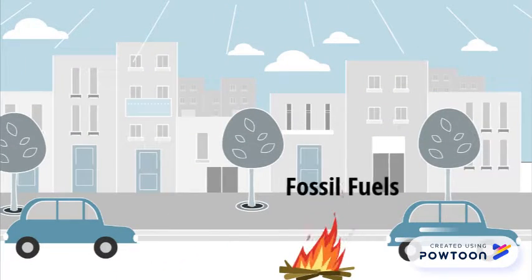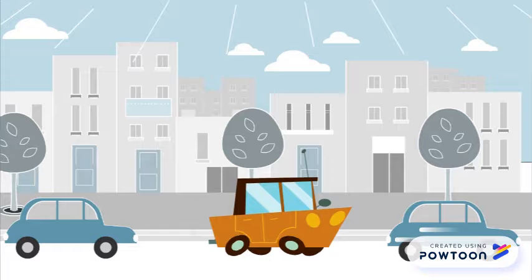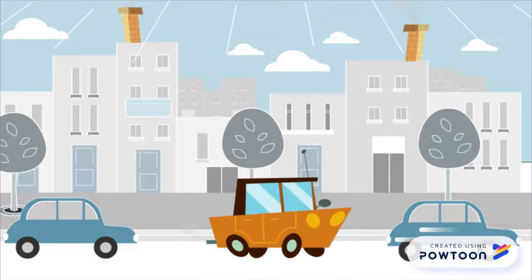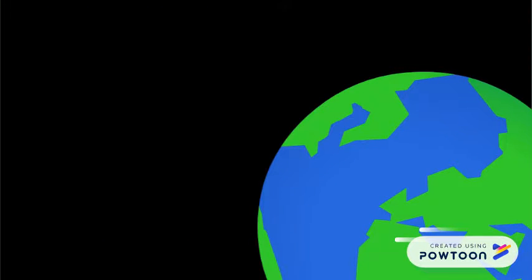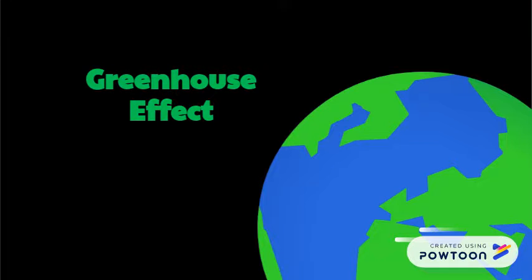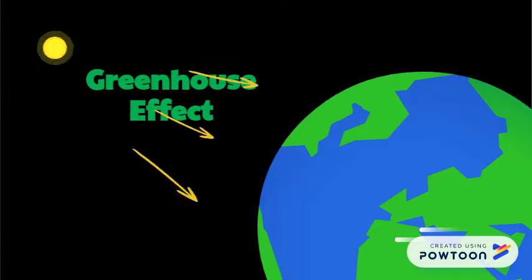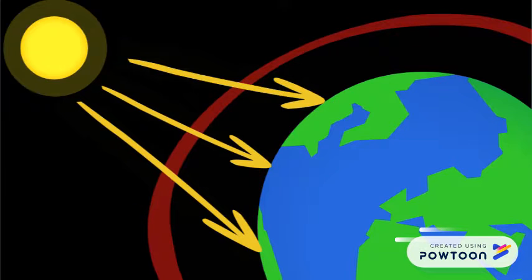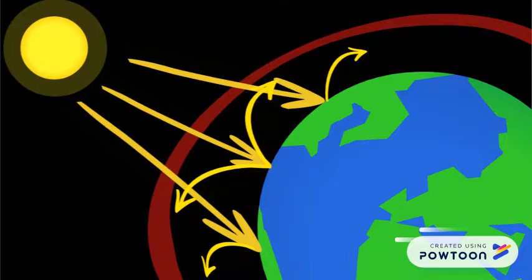The burning of fossil fuels is a large contributor to greenhouse gas emissions. We burn fossil fuels when we operate vehicles or even when we heat our homes. The burning of these fossil fuels leads to the greenhouse effect. The greenhouse effect is the warming that results when the atmosphere traps heat radiating from Earth towards space.